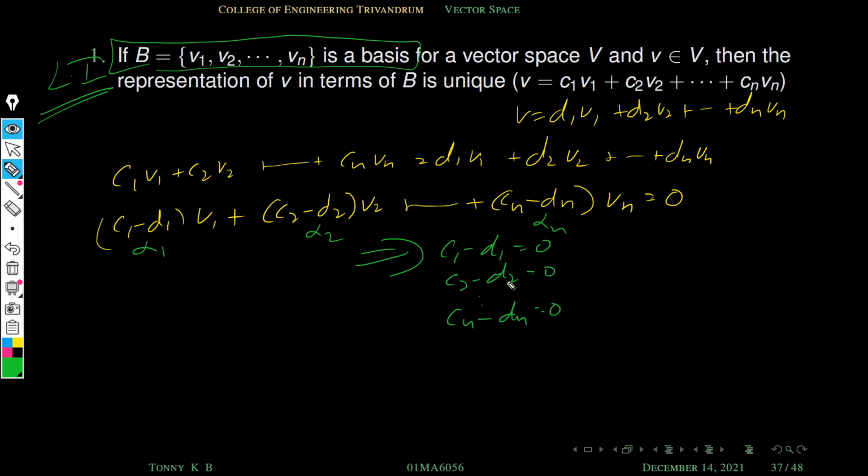This implies what? All the c_i are equal to the corresponding d_i. c1 equal to d1, etc. cn equal to dn. So what is our conclusion? There is only one representation. If you assume another representation like this, but now these scalars are the same. That means every v has only one representation with respect to a basis B. If the basis is different, yes, of course, automatically the representation is different. Okay, this result says that corresponding to a basis, it has only one representation.